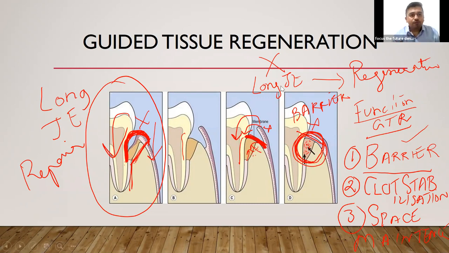Okay, now moving on. So now we studied all these things. I kept on telling that the ideal cells have to come there. What are these ideal cells?